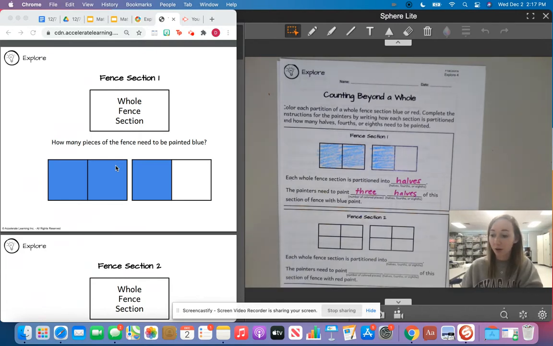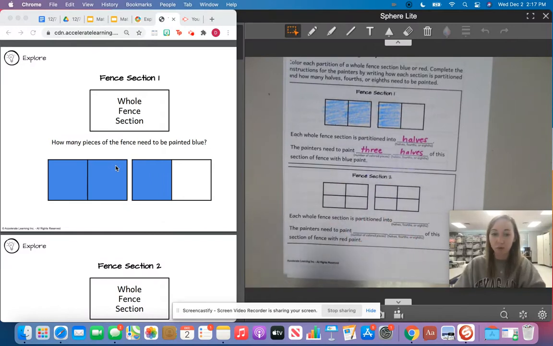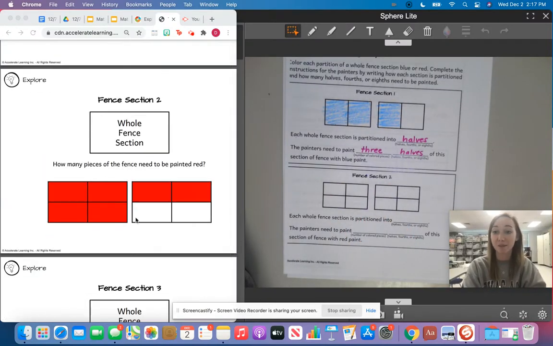Now we're going to move on to our fence section number 2. So I'm going to scooch down a little bit. And now we're talking about a red fence. So fence section number 2. This is, again, they're showing us what one whole fence section is. And how many wholes do we have? Well, I see this is a whole fence section and this is a whole fence section. So we have 2 whole fence sections that we're talking about. But not both. We don't want all of the fences to be red. We only want parts of those fences to be red. So what are these fence sections broken into?